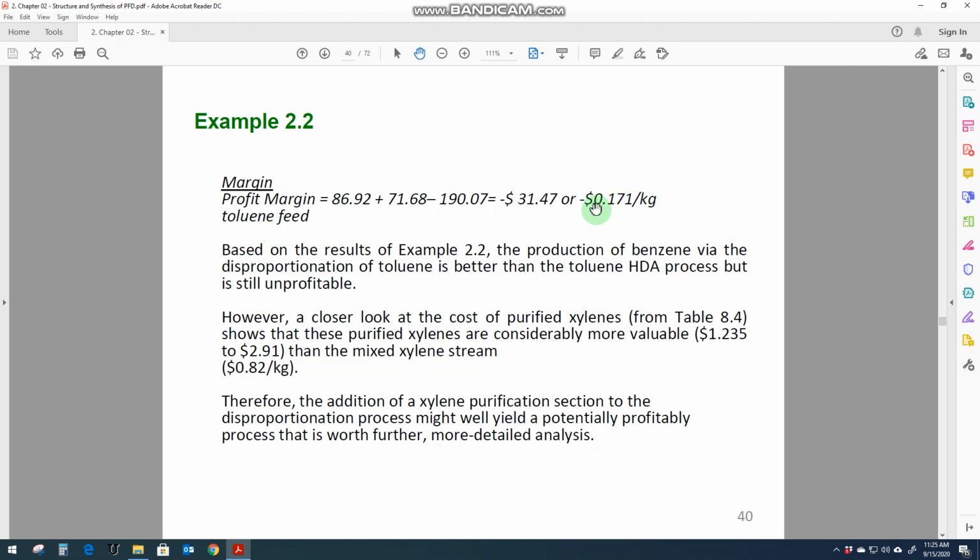Now this number, although it is showing you the negative sign and it shows that this process is also not profitable, this process is more reliable than the HDA process, because the profit margin or the loss that we can see here is less compared to the loss that we can see in the HDA process. Now how can we actually make this process more profitable? So let's see that one.